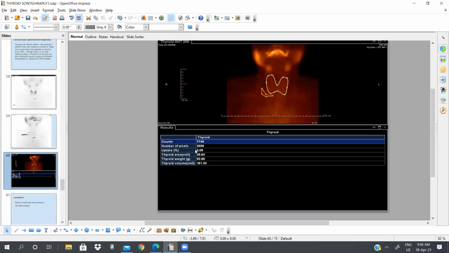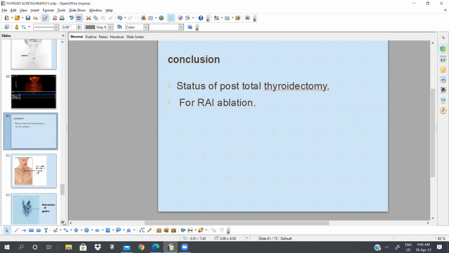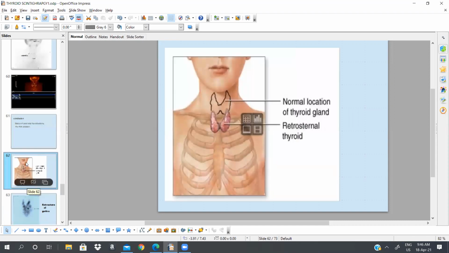The uptake is almost zero, 0.09, complete thyroidectomy. Status of post-total thyroidectomy. This patient will go to do radioactive iodine ablation. Somebody will ask why, if it is total thyroidectomy, to give the iodine ablation. Why? Because still there is some few cells of thyroid in the thyroid bed, and you need to destroy these cells for the future follow-up.